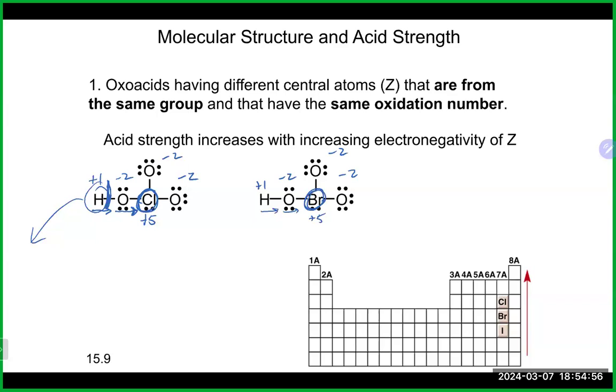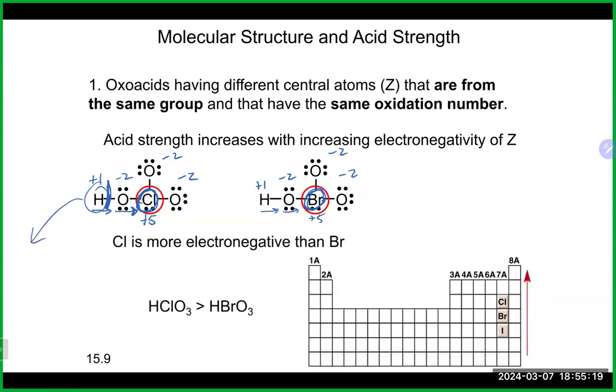So when you have this same oxidation number on the central atom in an acid that contains oxygen, you look at electronegativity of that central atom, and the one that is a higher electronegative atom would be the stronger acid in that case, because again, it's going to weaken that OH bond a lot more and going to make it a lot easier for our H basically to pop off in this case. Question on that there?